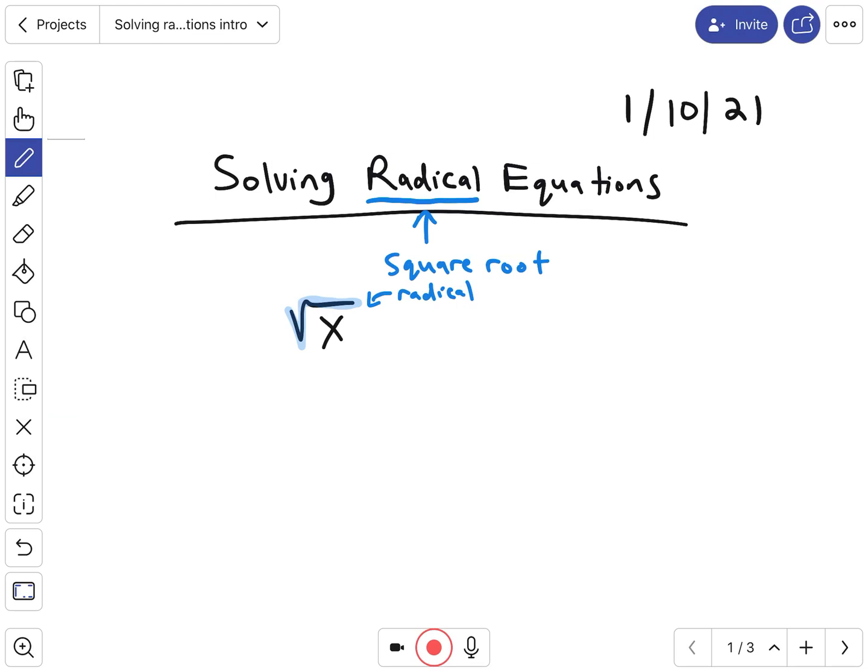But in order to make it an equation, you just got to put equals some number, right? Like equals whatever, 3. And so that automatically makes it an equation when you put an equal sign and some other number. All right. So that is the first step, is knowing what is a radical.